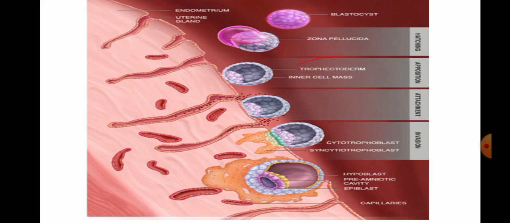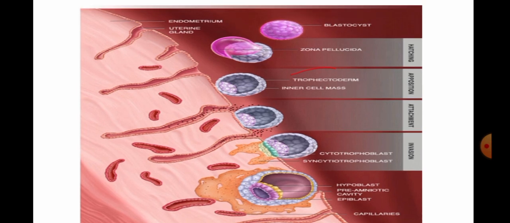So for now, in this video, we learned about cleavage and implantation. Cleavage is nothing but the zygote dividing and forming the blastocyst. And then this blastocyst will implant into the uterus, which is known as implantation. So that's what we learned in this video.